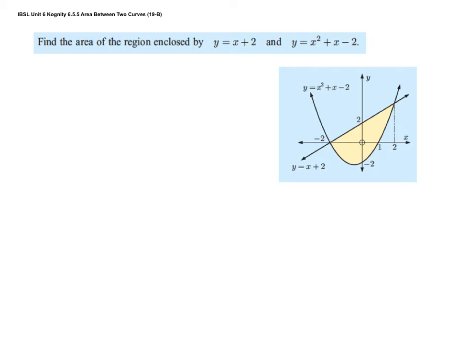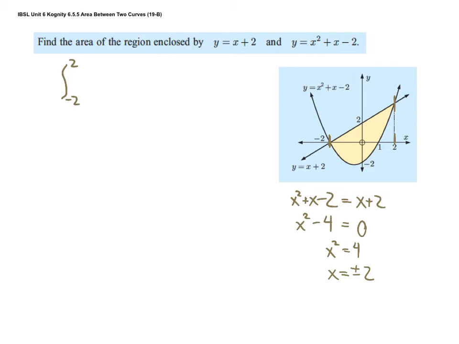Since they're both equal to y, we can set x squared plus x minus 2 equal to x plus 2. Okay? So we have a quadratic, we get it equal to 0, and we have x squared minus 4. So we add 4. x squared is 4, so x is plus or minus 2. And you can see here on the graph, they've labeled these for us. So I know I'm going to be taking the integral from -2 to +2. The key here, though, is to figure out, am I going to do x plus 2 minus the x squared plus x minus 2, or the other way around?